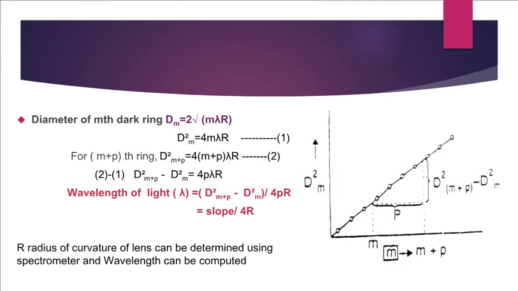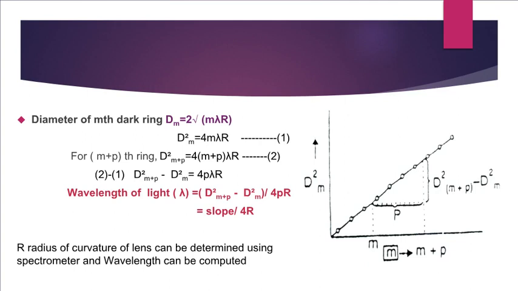For the mth and (m plus p)th dark fringe, we can write the diameter as Dm square equals 4 m lambda R. D(m plus p) square equals 4 (m plus p) lambda R. Taking the difference, we can write D(m plus p) square minus Dm square equals 4p lambda R. Then the wavelength lambda equals D(m plus p) square minus Dm square divided by 4pR.